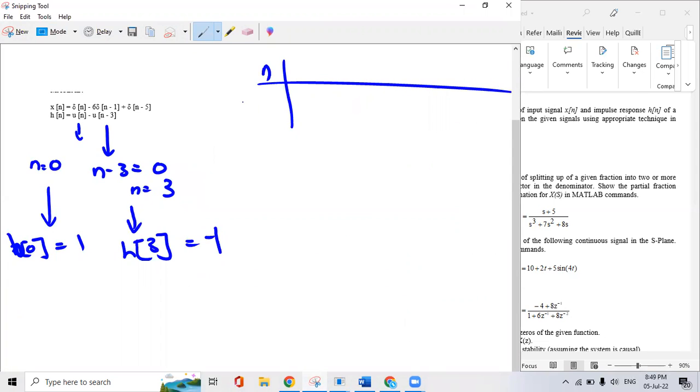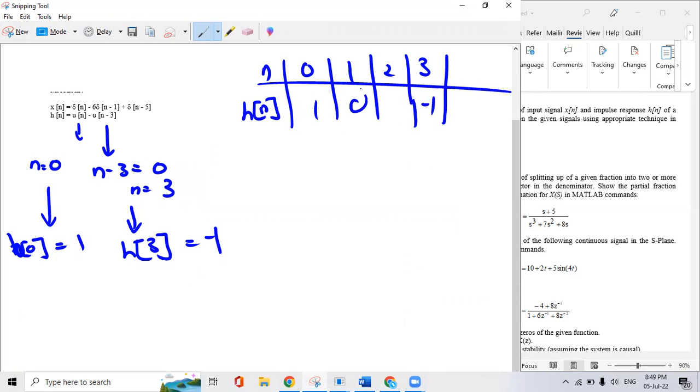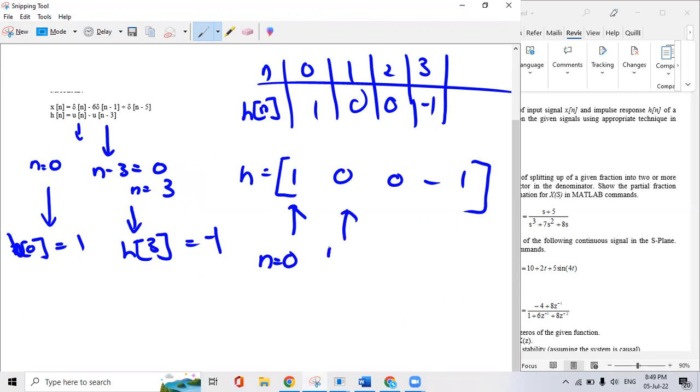This is n, this is h[n], so we can say that it starts from 1 and ends with 3, and the magnitude is 1, -1, 0, 0. Therefore, we will write something like this inside MATLAB. Why? Because this is n equal to 0, this is n equal to 1, this is n equal to 2, this is n equal to 3. Okay.